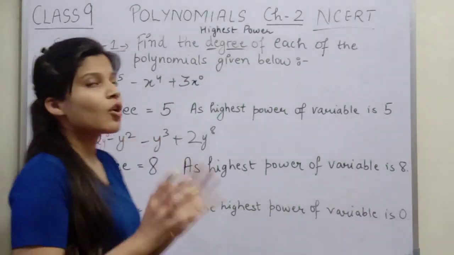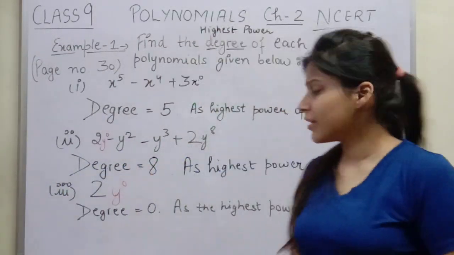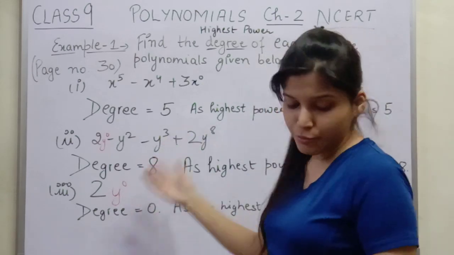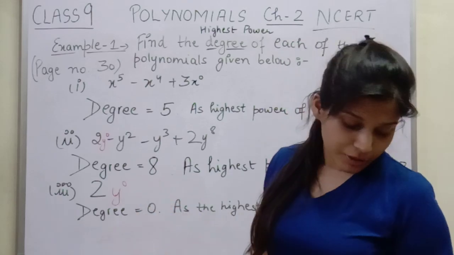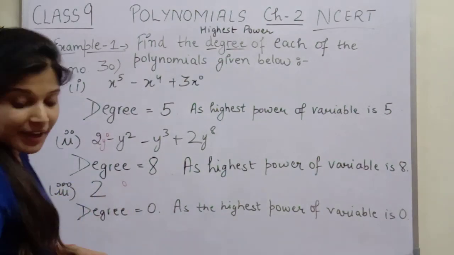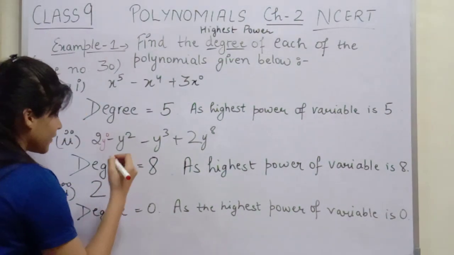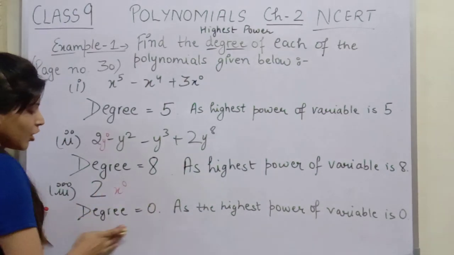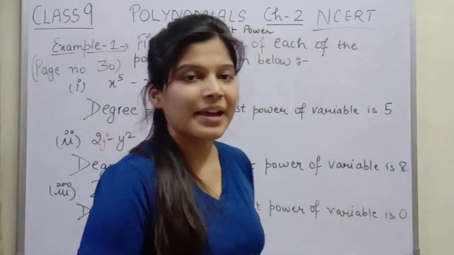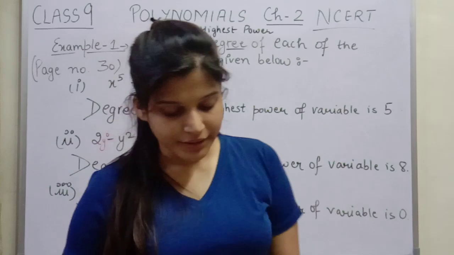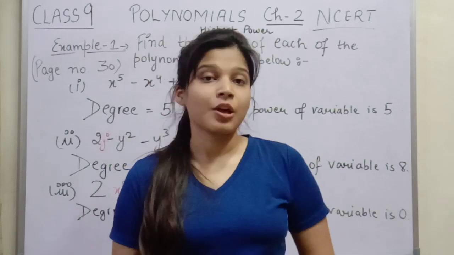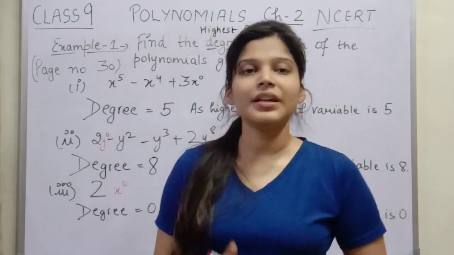In the third part only one constant term was given, so when there is a constant term, we know that the power of the variable is 0. Here we can let it be y or x, anything, doesn't matter, because the variable is not there in it. So we can write x also. The variable can be anything, anything to the power 0 is 1. So the degree is 0 as the highest power of variable is 0. I hope I am clear now. So this was our example number 1 of chapter number 2. After this we'll be starting with the exercise. So you can note this down, then we'll start with the exercise.